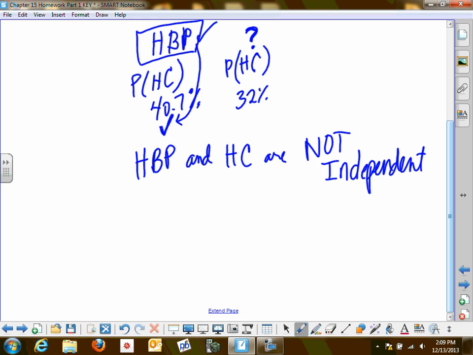If they were independent, then this number over here would be, I don't know, 35%. And this number over here would also be 35%. Okay? Sorry, I wrote that in this. If these two numbers were the same, then high blood pressure would have no effect on the likelihood of you having high cholesterol. If it has no effect, then they are independent of each other, if it's not changing the probability. But in this case, it is changing the probability, so it's not independent.